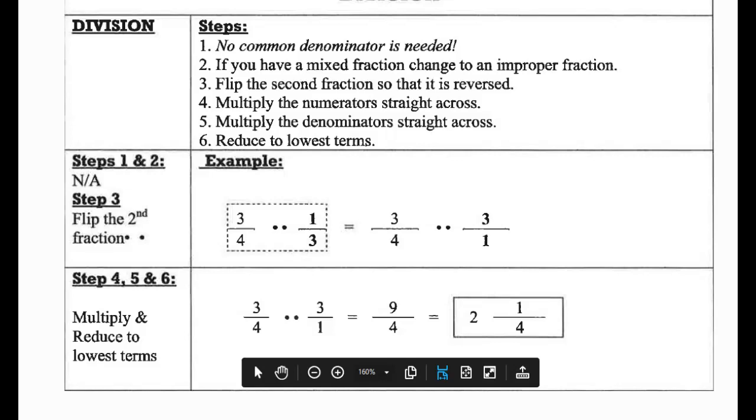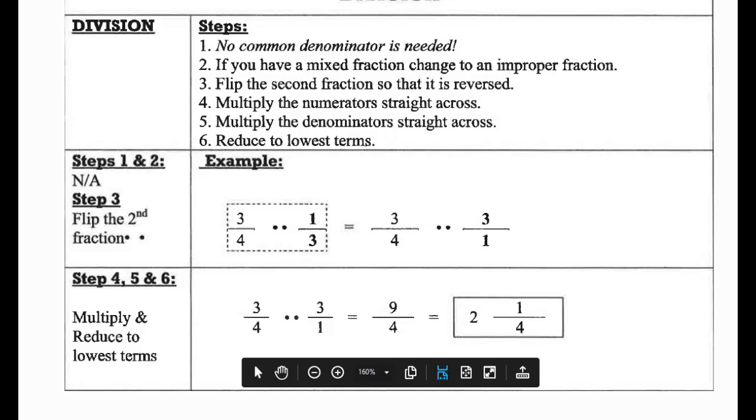If we do 3 times 3, we get 9. If we have 4 times 1, we get 4. So then that gives us 9/4. 4 can go into 9, so we need to reduce to the lowest term. So we need to take the 4 into 9, which we know goes 2 times. And then there's 1 left over. So let me just go over here.